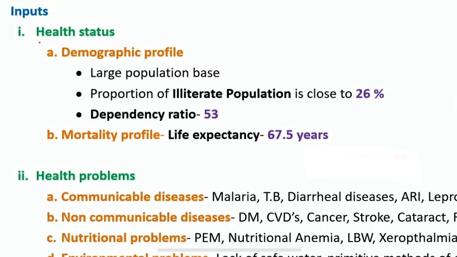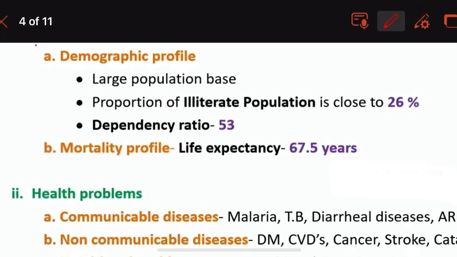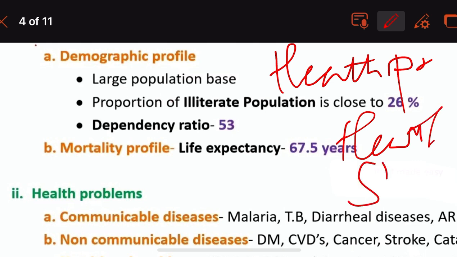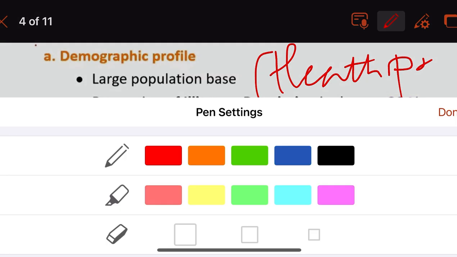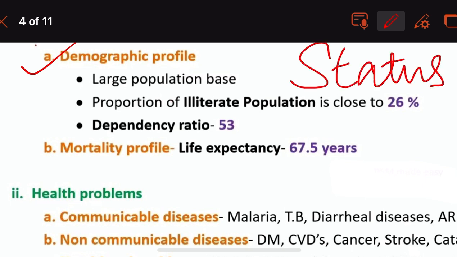The health status can be ascertained by using the morbidity and mortality statistics or the demographic profile of the population. Let us discuss India's demographic profile, wherein there is a large population base. Now we are going to study the healthcare delivery system. For that, first we have to assess the health problems and the health status, and what resources are available. These are the three points. The first thing we are going to deal with is the health status. To ascertain it, we do a demographic profile, a study of the population.